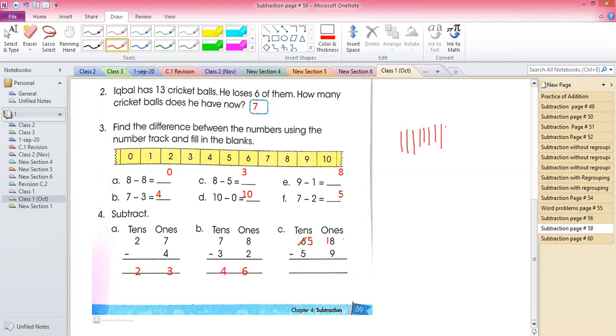I will draw 18 lines. 1, 2, 3, 4, 5, 6, 7, 8, 9, 10, 11, 12, 13, 14, 15, 16, 17, 18. Now cut 9 lines. 1, 2, 3, 4, 5, 6, 7, 8, 9. How many lines are left? 1, 2, 3, 4, 5, 6, 7, 8, and 9. So 9 lines are left. So 18 minus 9 is equals to 9.